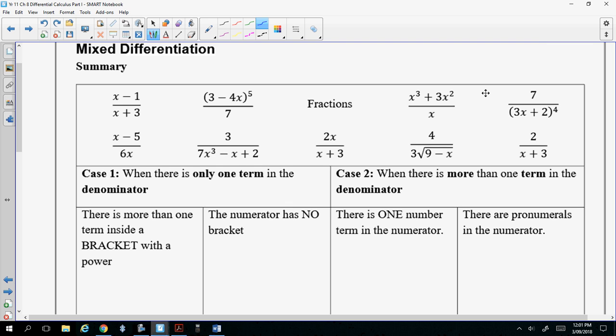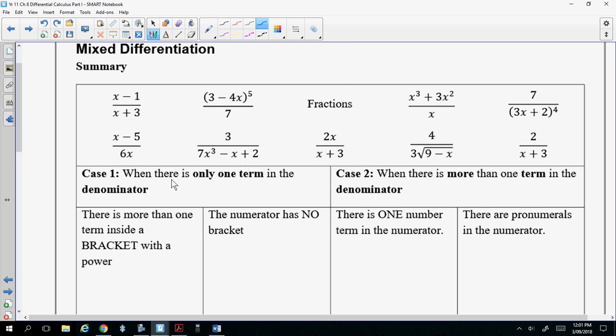Now, we're going to learn how to differentiate. There are a lot of fractions here, but not all fractions require the quotient rule. As you know, the quotient rule is very long to apply. So we're going to show you how to differentiate all of these. Some of them you use the quotient rule for, some you don't. I'm going to show you the rule.